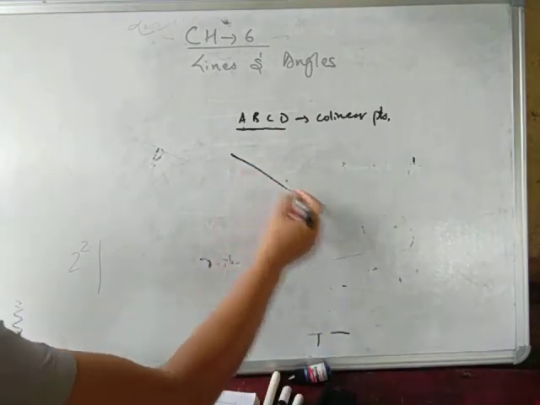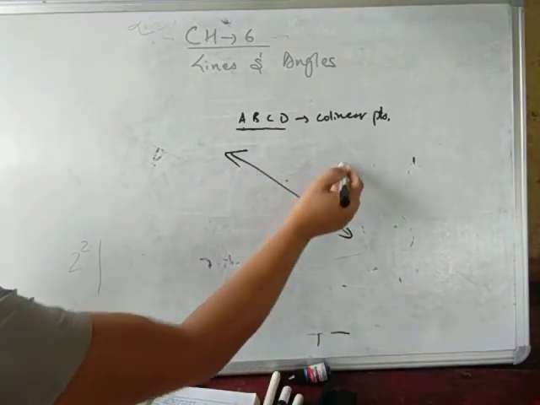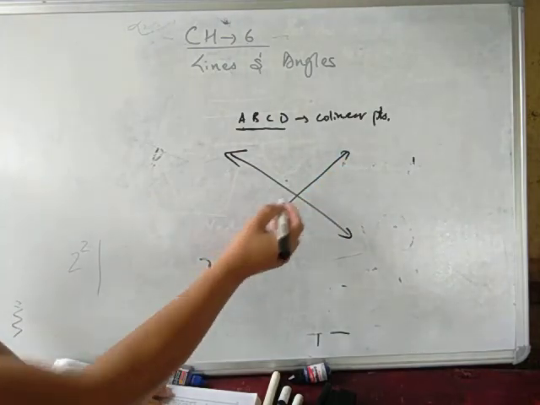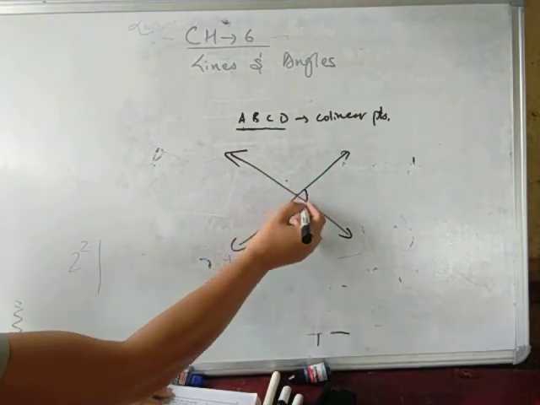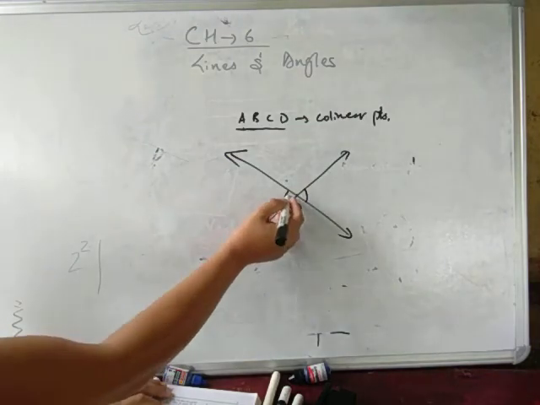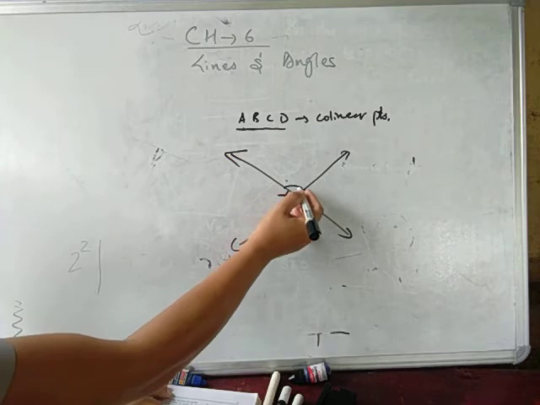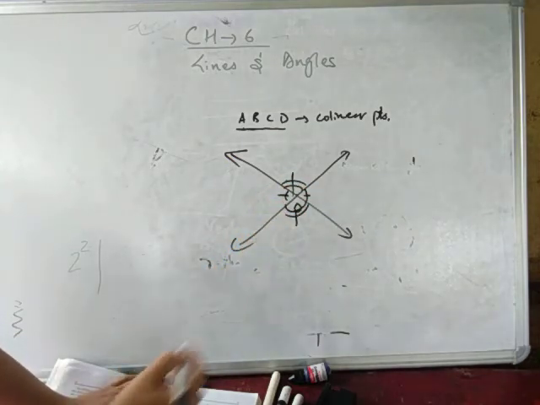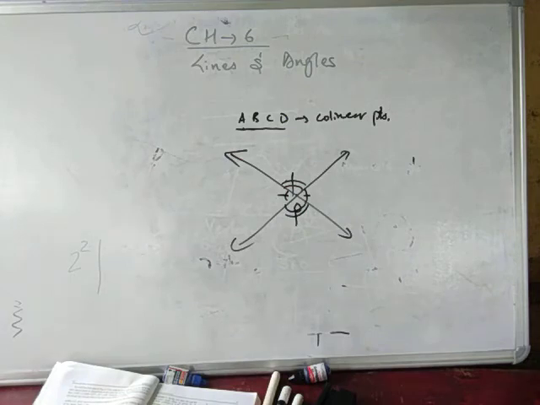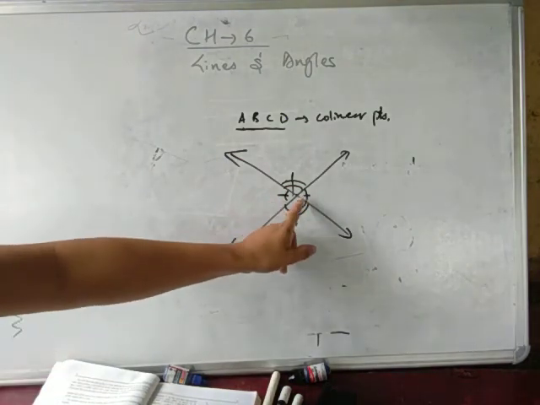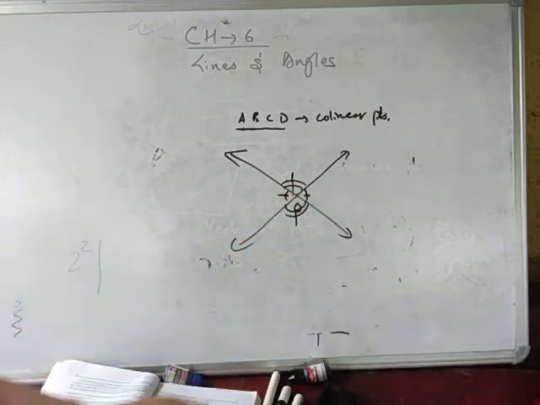So if I draw like this, then these lines intersect at a point O. So these angles are called vertical opposite angles and they are equal also, and these two are also vertical opposite angles and they are also equal to each other. Clear? So this sign makes them equal. Okay, if it is cut like this, two angles are equal.